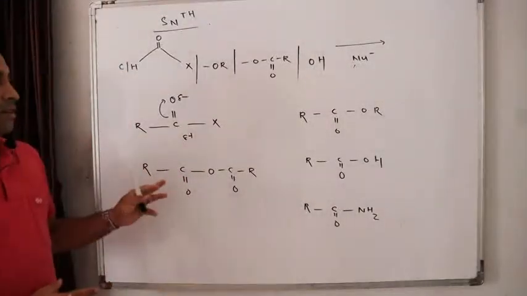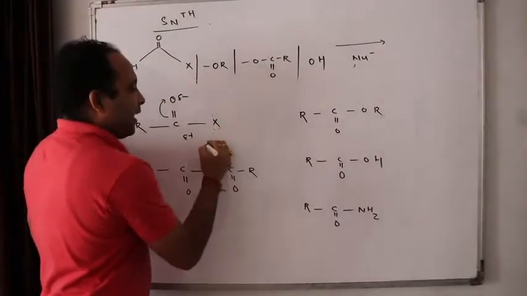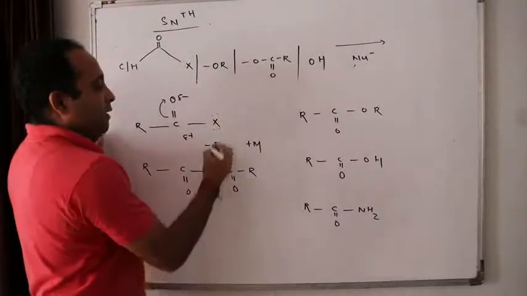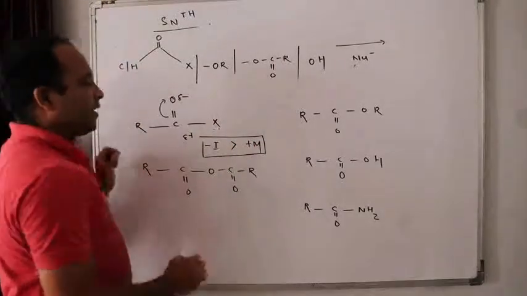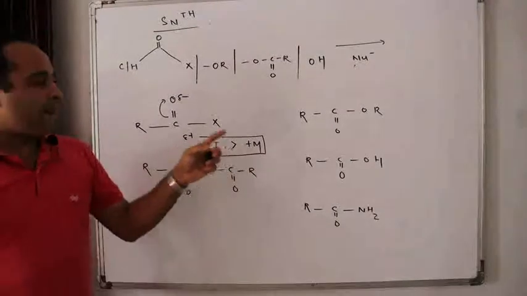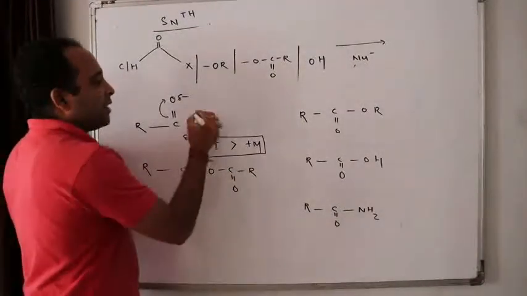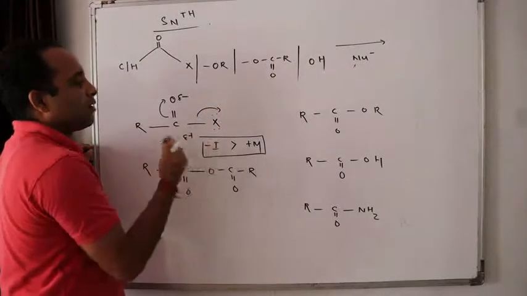Now tell me, in which of these cases the carbonyl carbon will be having more positive value in comparison? In case of X, X is having minus I and also plus M. And we know that in case of halogens, minus I is dominating over plus M. That means here minus I is activated. That means when minus I is more activated, carbonyl's positive charge is more.